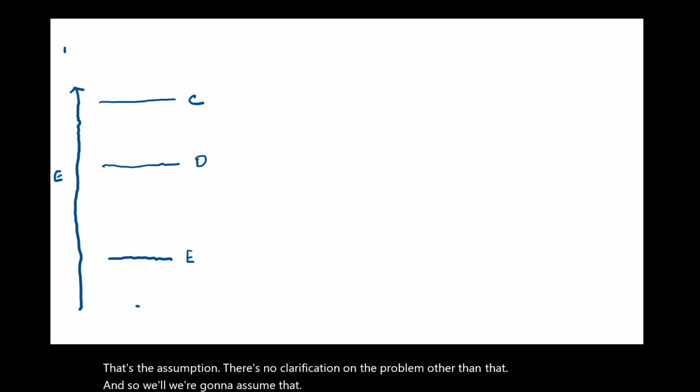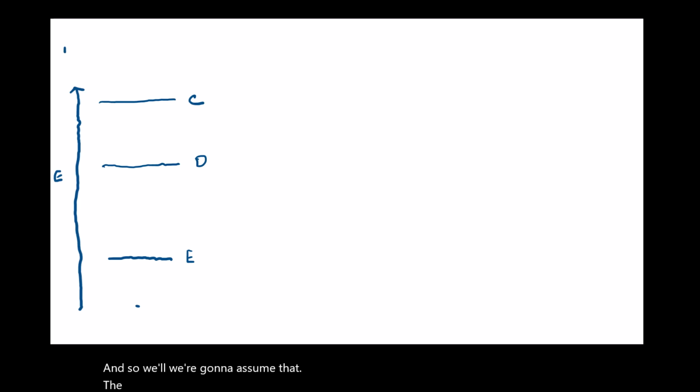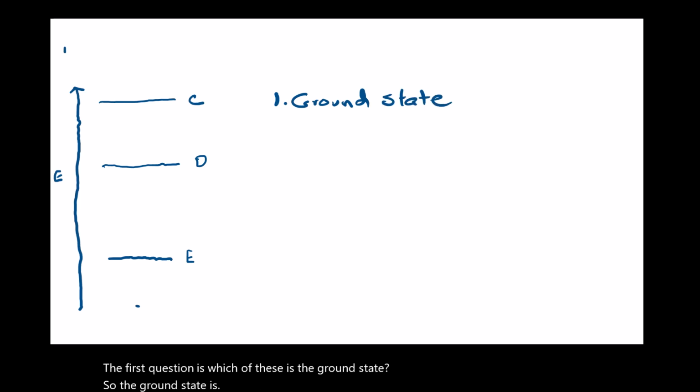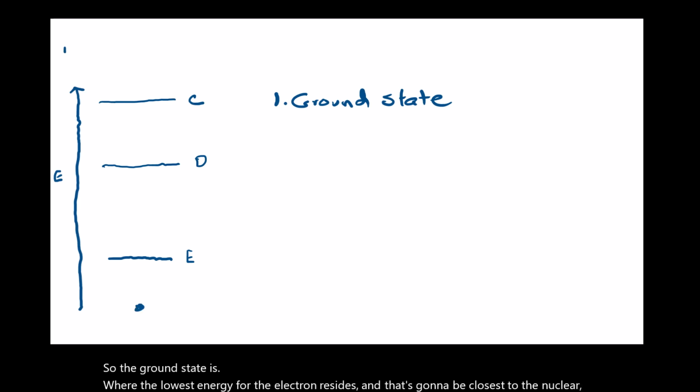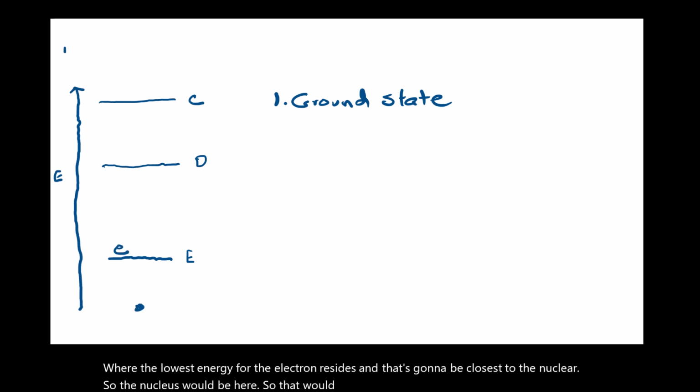So the first question is, which of these is the ground state? The ground state is where the lowest energy for the electron resides, and that's going to be closest to the nucleus, so the nucleus would be here. So that would mean the electron is here. So E would be the ground state.